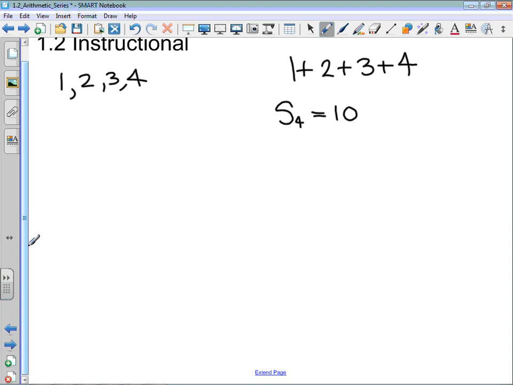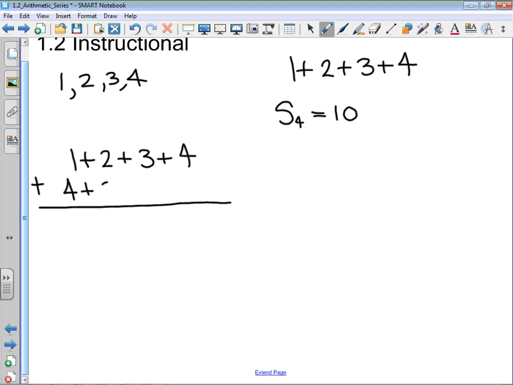What I want to show you is that if I took the numbers 1 plus 2 plus 3 plus 4 and I added it to itself, what I'm going to do is write the other series backwards. So I'm going to write the other series as 4 plus 3 plus 2 plus 1. What Gauss noticed is that if we write these series backwards, 1 plus 4 is 5, 2 plus 3 is 5, 3 plus 2 is 5, and 4 plus 1 is 5.